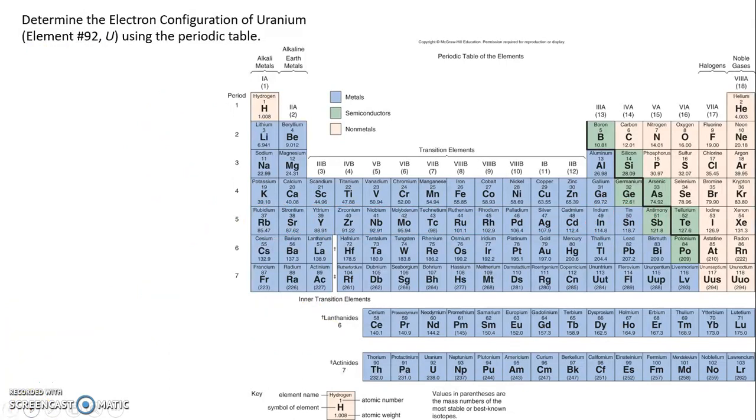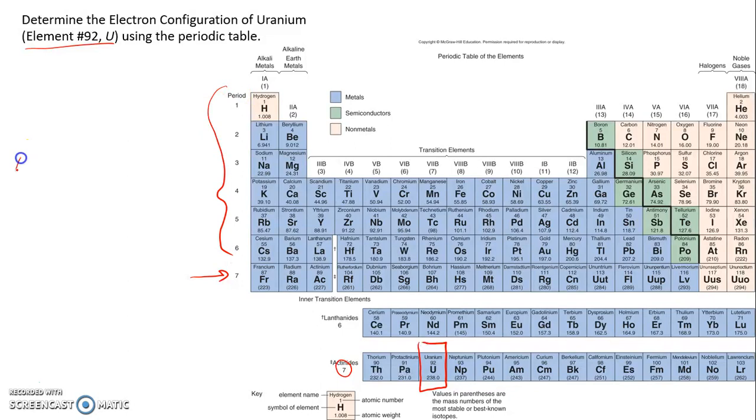Now we need to go through and look at it, do one more for uranium. So uranium is element number 92, element U. That would be down here in this very bottom row. So this is period 7. So we're in this row. That means all of these are filled.